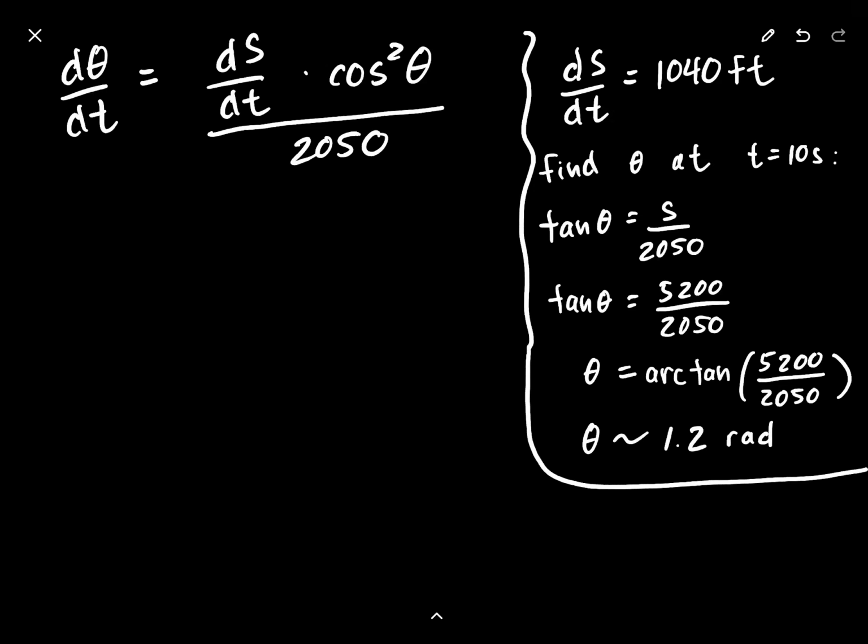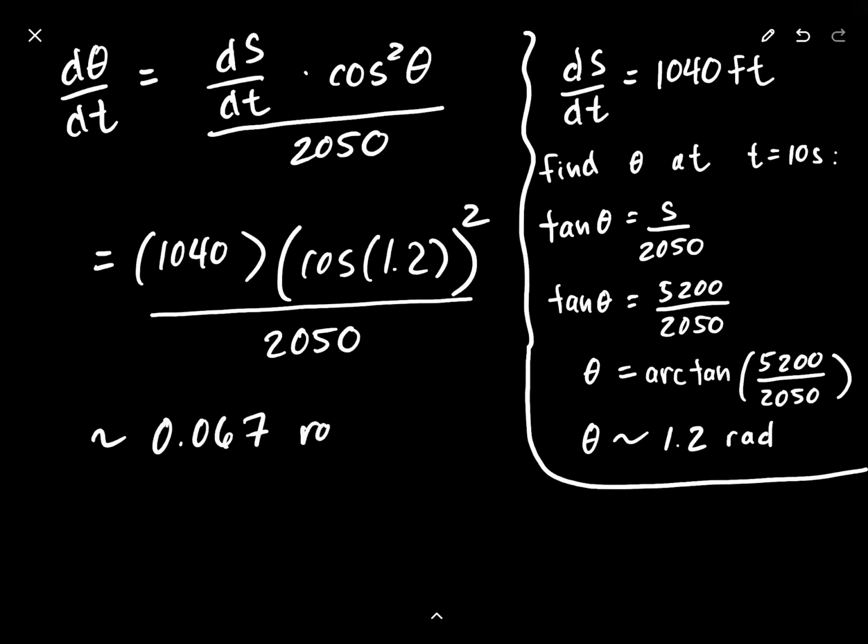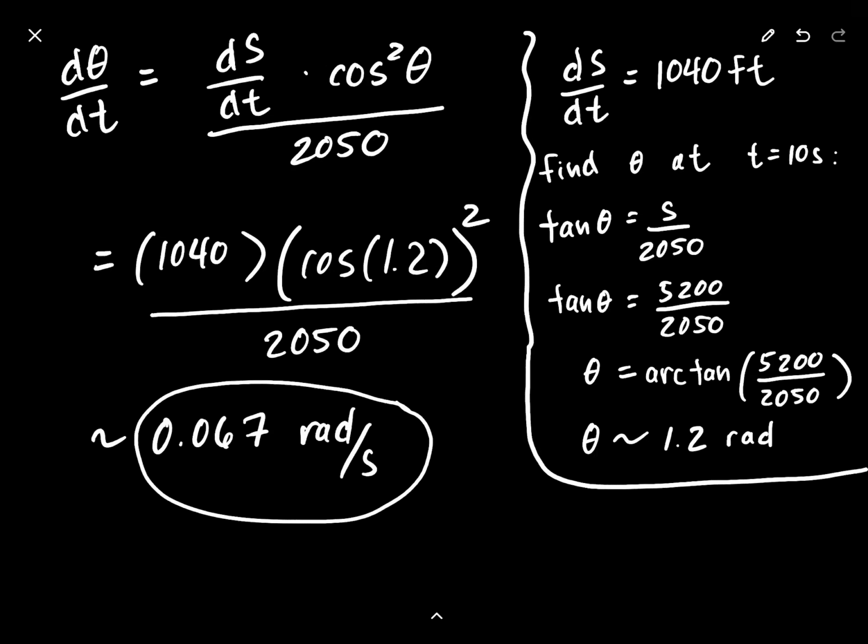So now we can calculate d theta dt. It will be 1040 times cosine of 1.2 radians squared over 2050. So here we get 0.067 radians per second. So just a note to always keep your calculator in the radian mode for your calculation, because the derivatives of the trig functions are not the same when you don't use radians.